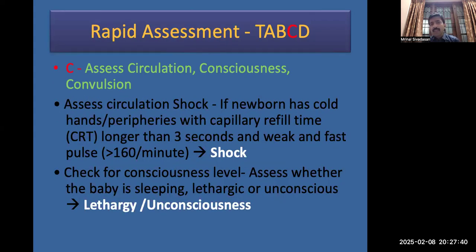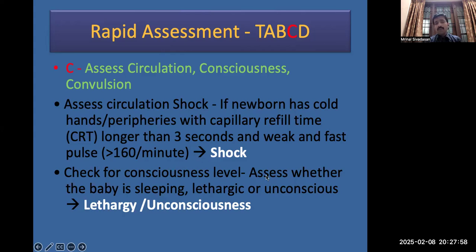Then a rapid assessment includes the C, which is circulation, and also consciousness and convulsion. So circulation: if the baby has cold peripheries and the capillary refill time at the chest is longer than 3 seconds and the pulses are weak and faster, it may be shock.